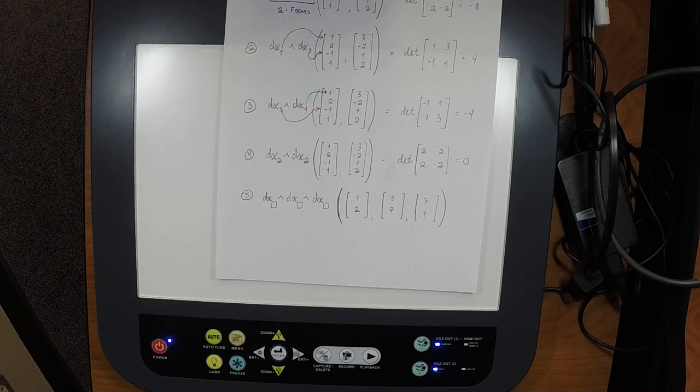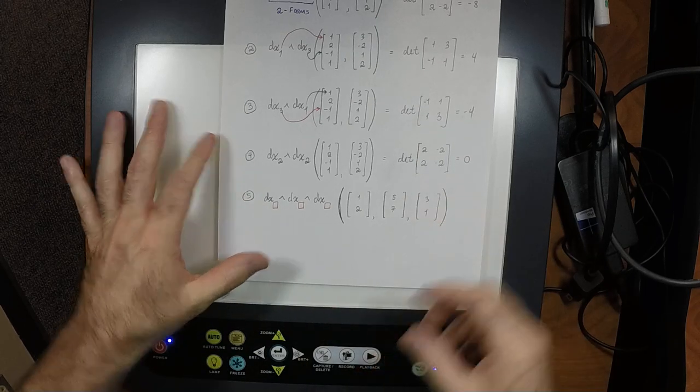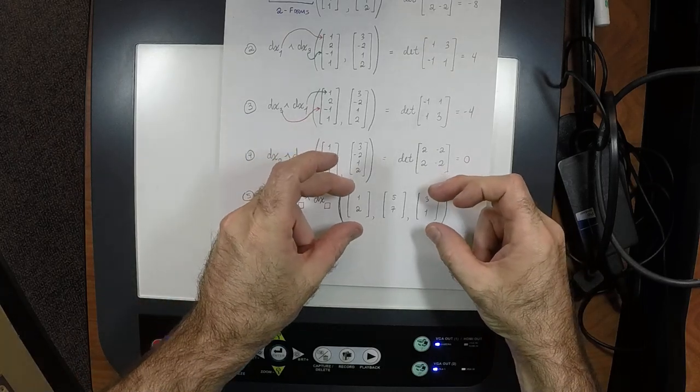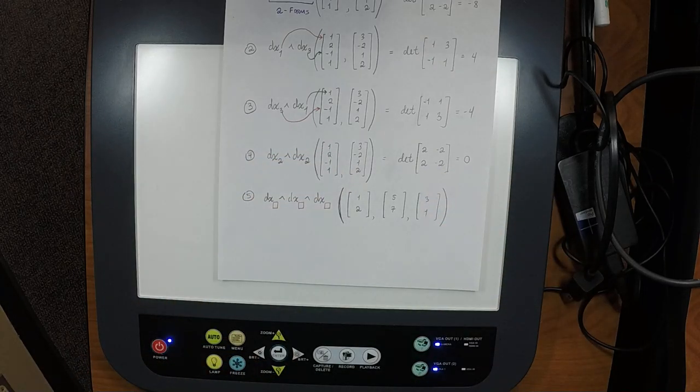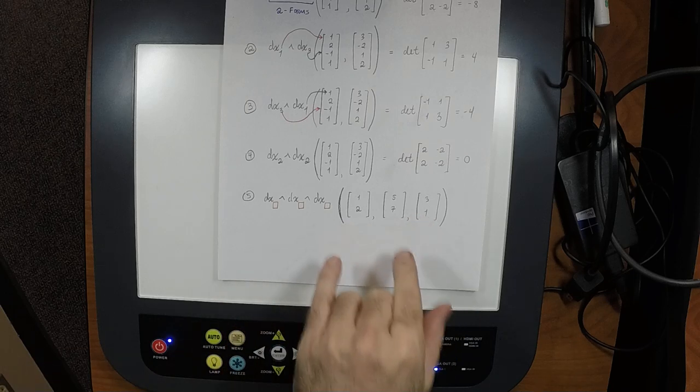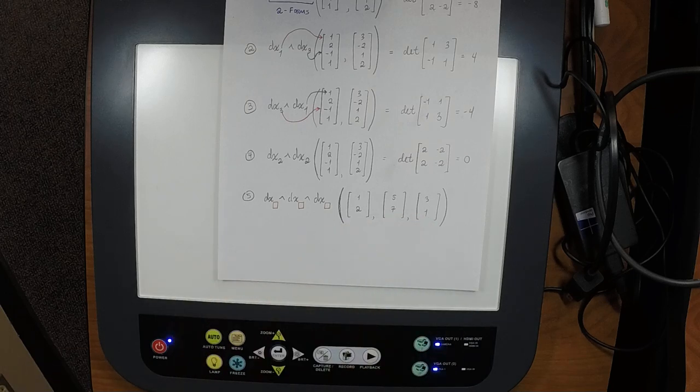Let's think about it. How many rows are there to select from? There's two rows, just two of them. So this is an example of what I mean by a short matrix or a wide matrix: fewer rows than columns. There's only two rows, but we have to make three selections. So necessarily we must select at least one row at least twice.